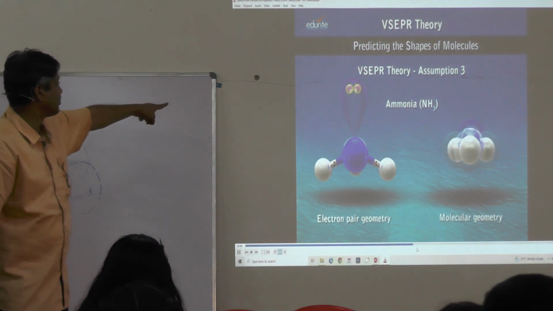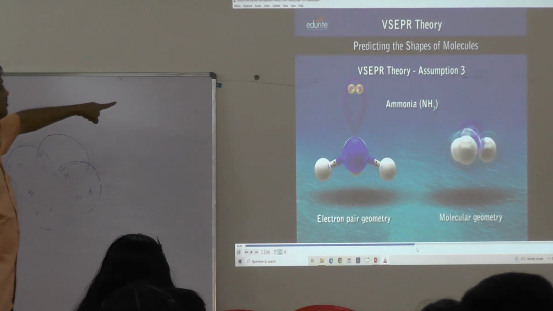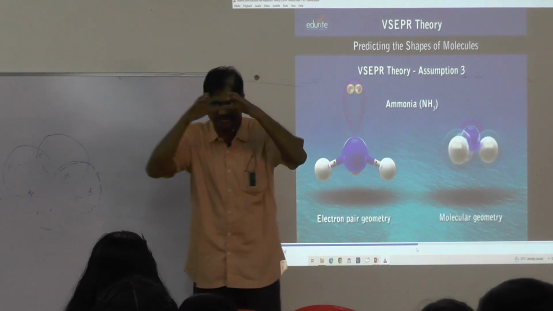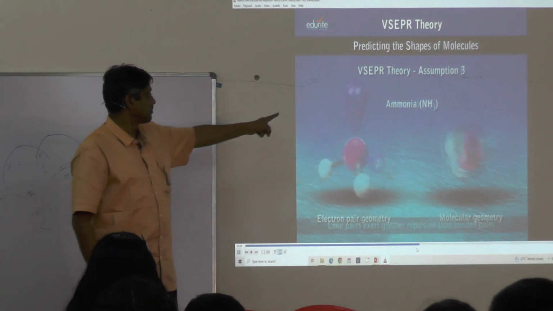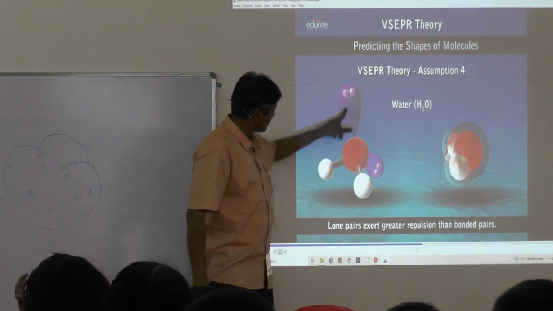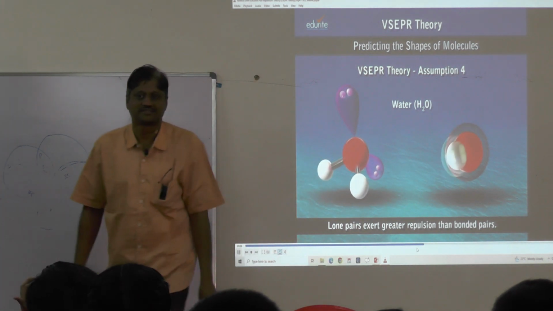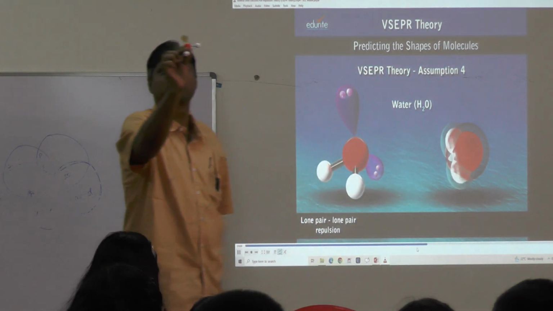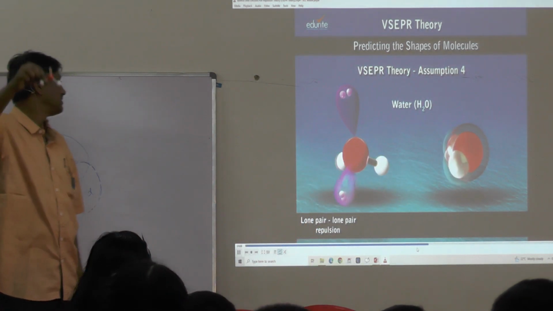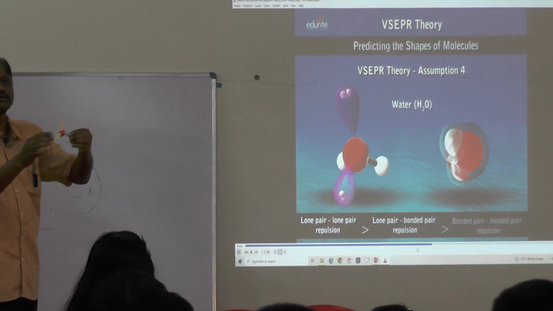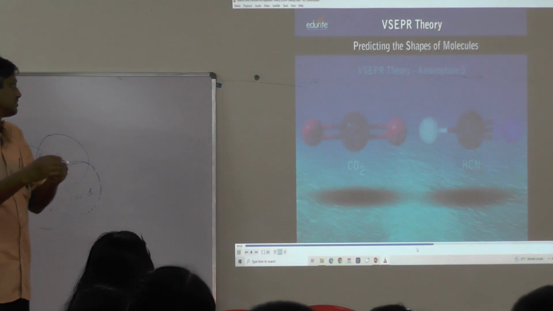One lone pair is there in ammonia. So it becomes a pyramidal shape. Molecular geometry is pyramidal, with only one lone pair. With two lone pairs and two bonds, the shape is bent. That only you have seen. So you see how it is there. The molecule can rotate like this.